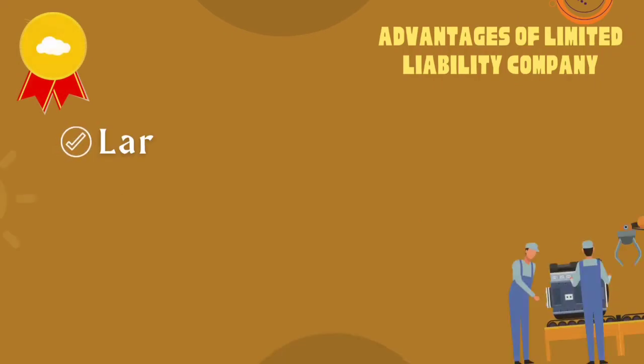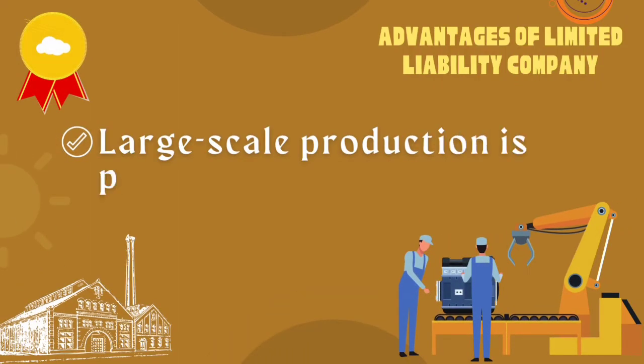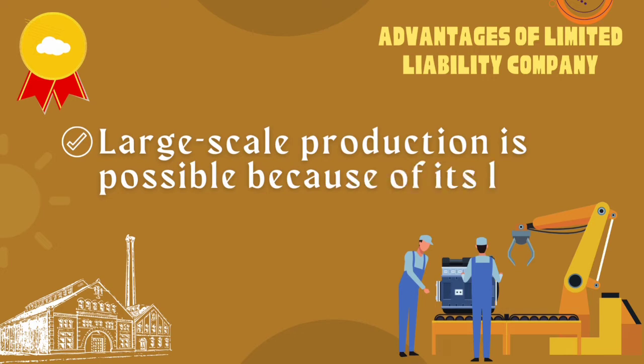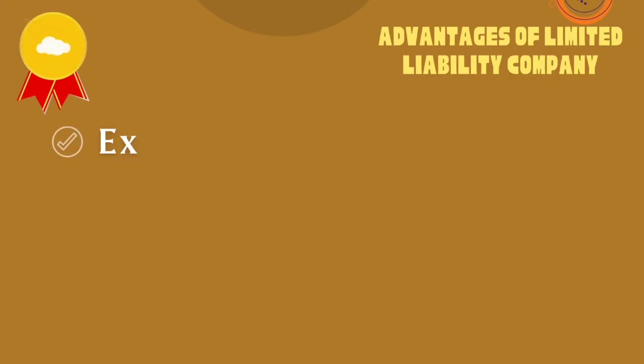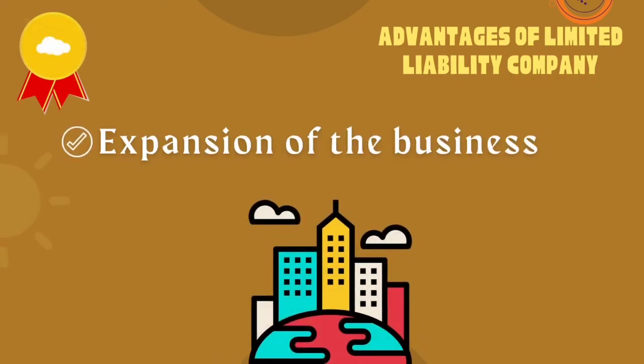The next, large scale production is possible because of its large capital and manpower. Yes, they can produce more things, especially if it's a production company. They can produce more because they can raise more capital and they have enough manpower. And the last I'll give you is that expansion of the business is possible. If they want to expand the business, move from one level to another, it is very possible because they have enough manpower, they have enough shareholders who can contribute towards achieving that purpose.